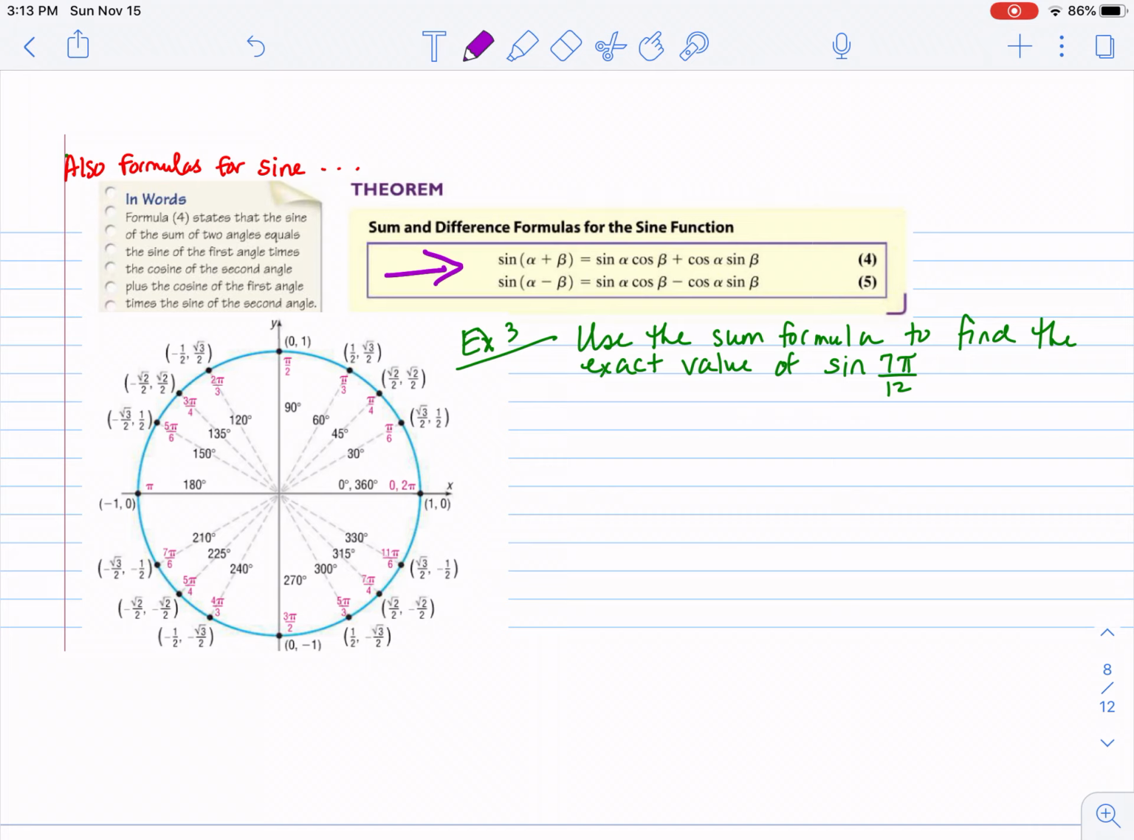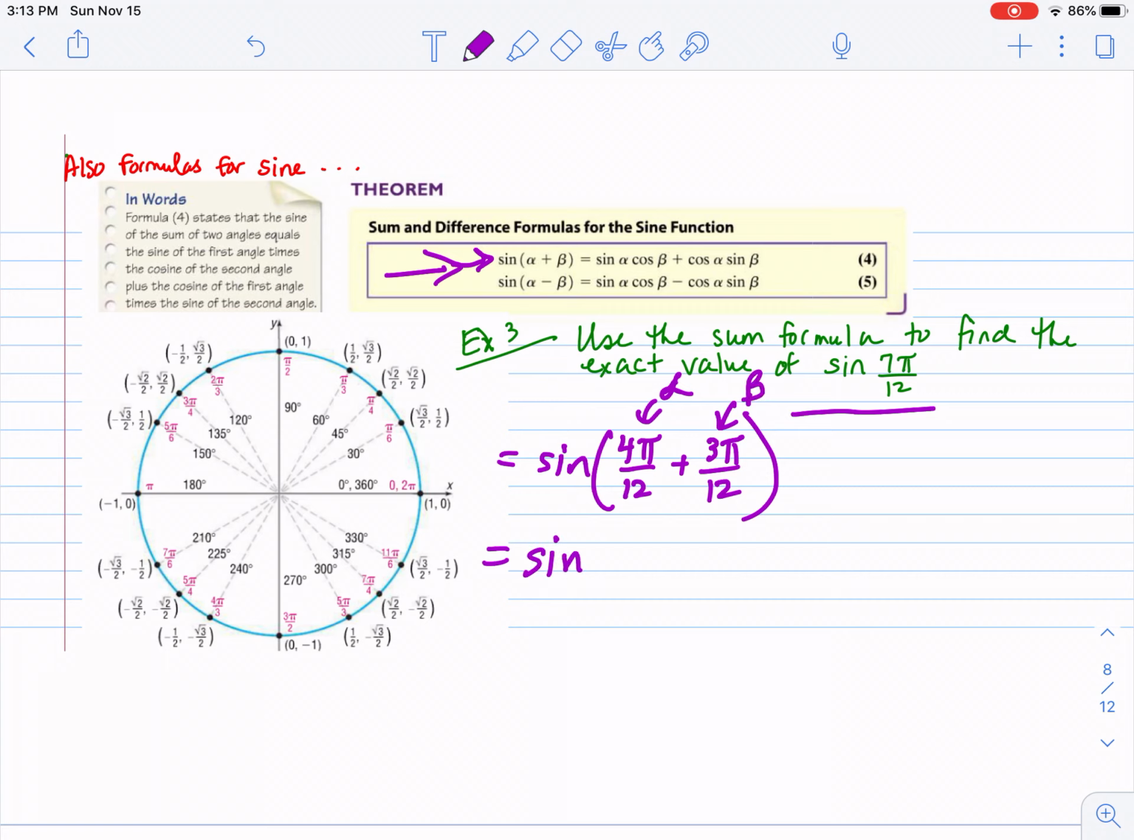Here we go. Let's just do this one. We're going to use the sum formula for this. So let's say that I want to find the sine of 7 pi over 12. Well, I could say that would equal the sine of 4 pi over 12 plus 3 pi over 12. Okay, and now let's use this first formula, the sum formula. That's going to equal, so obviously this is my alpha. This is my beta.